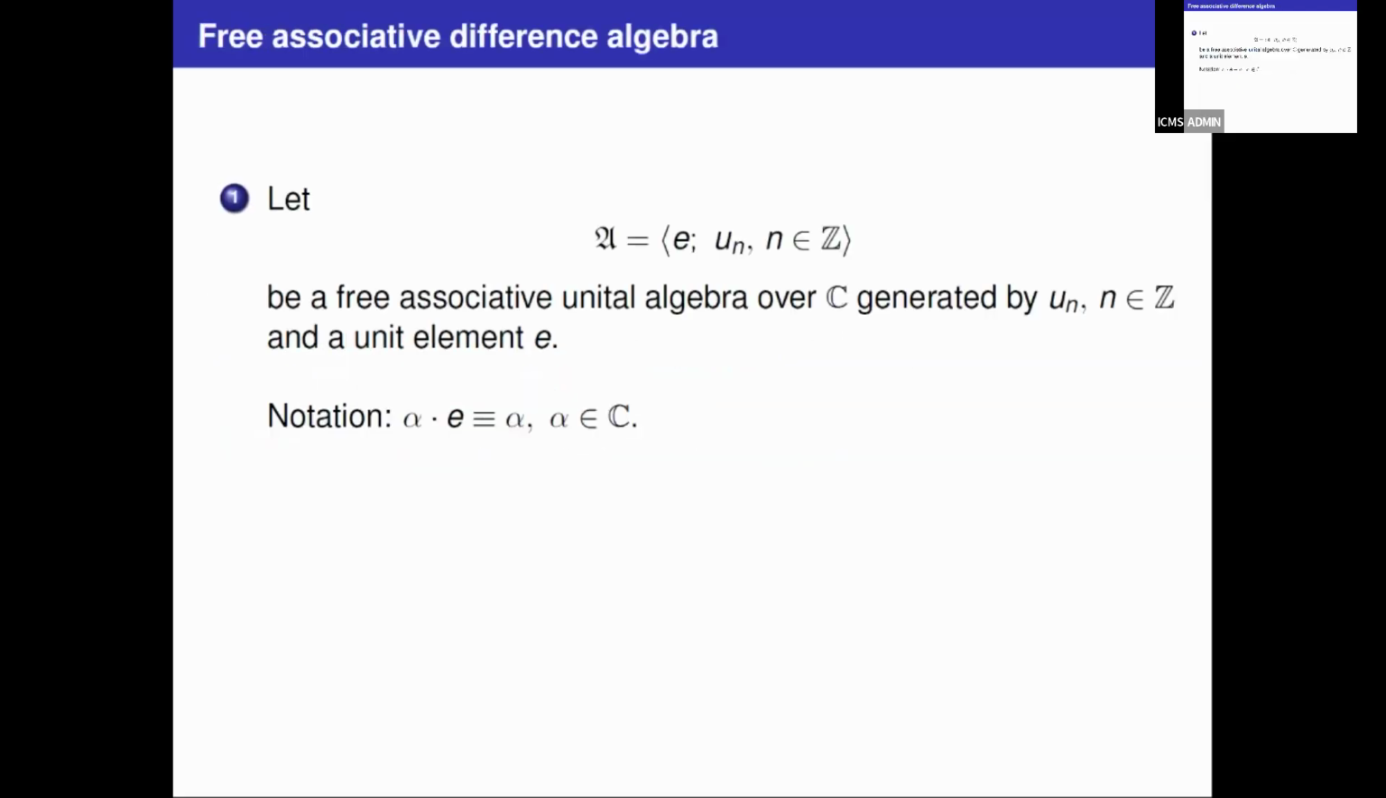Right, so a bit of setup. As I said before, we can consider our dynamical variables living in some associative free algebra. So let A be an associative algebra generated by variables u_n and an identity. And all parameters will be scalar. We will denote alpha times E simply by alpha.